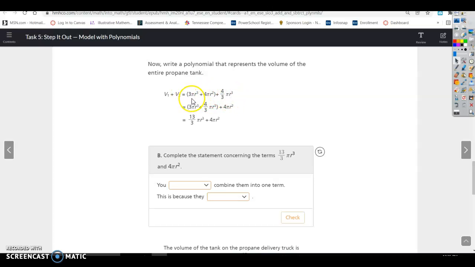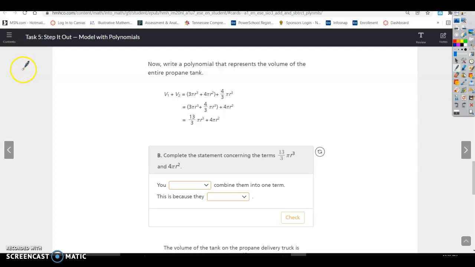So what we can do is combine the pi r cubeds together. So we've got 3 plus 4/3. Remember, 4/3 is like 1 and 1/3. So we can rewrite this as a fraction. 3 over 1 becomes 9 over 3. And then 9 plus 4 becomes 13. So just combining fractions. Let's write that out here. May help to see it.